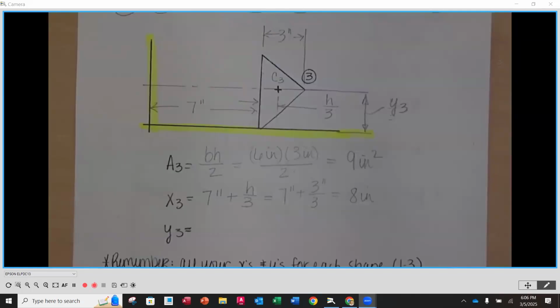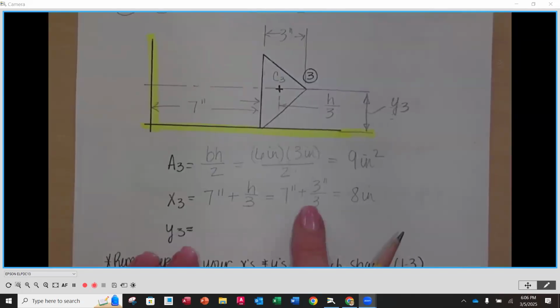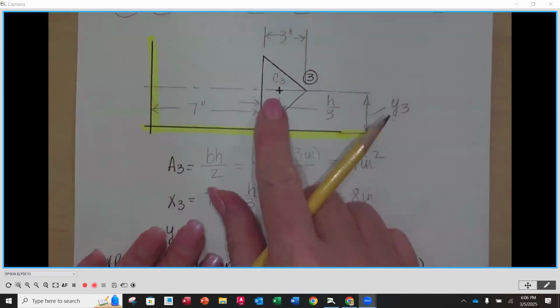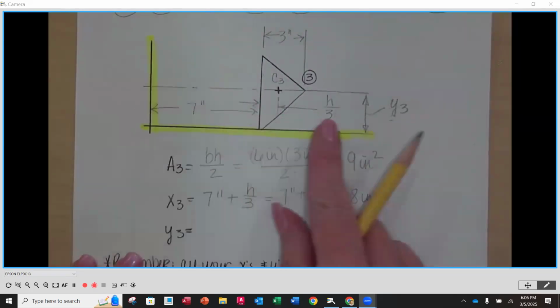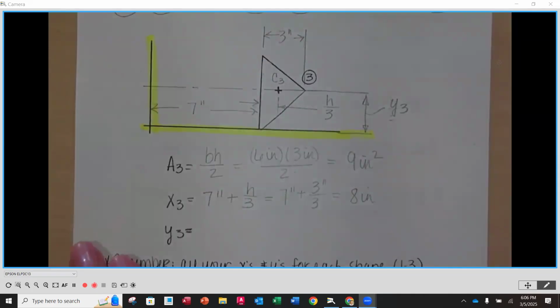Okay, so again, from the reference axis, do not put 1 here. Don't just put it from the shape bottom. It has to come back from the reference axis that we identified at the beginning of our problem, or was given to us at the beginning of our problem.